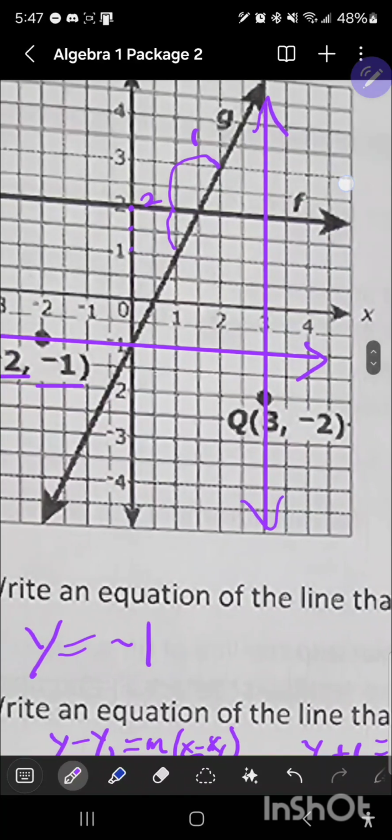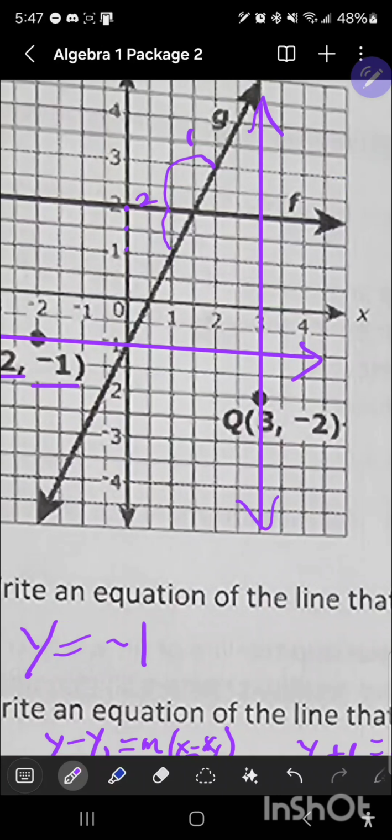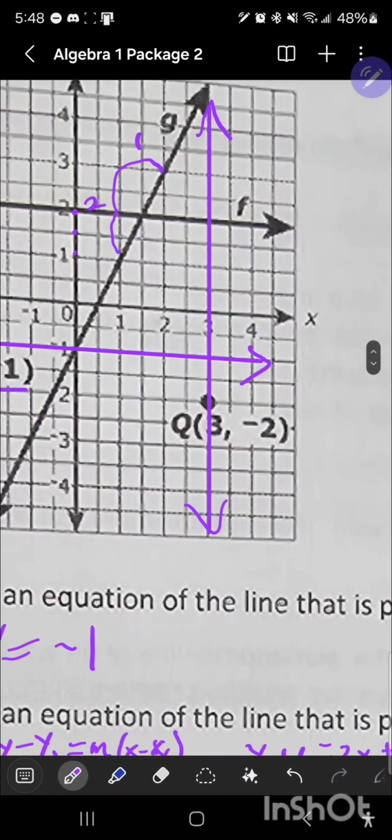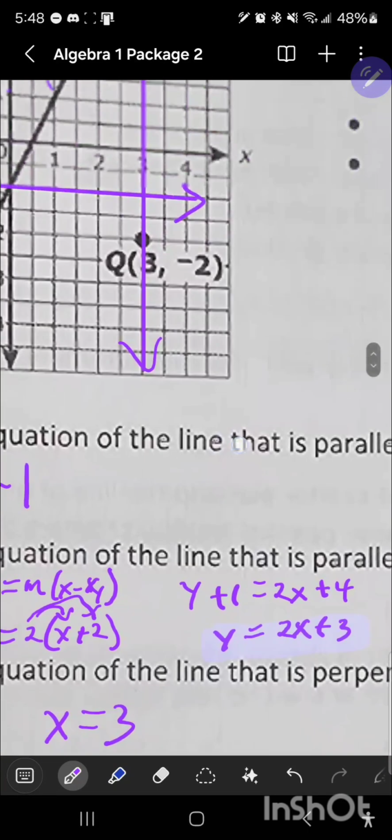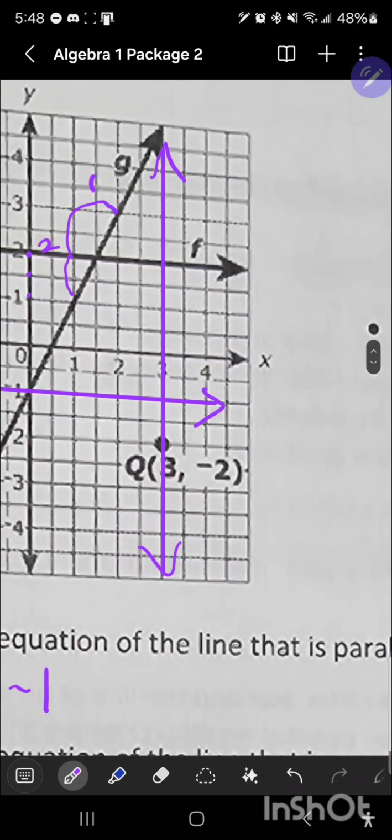And now for this, you saw that the equation for this one was y equals 2, because it's y equals the y-intercept. In this case, our equation will be x equals 3, because now it is a vertical line, so we need to use x equals, and the x-intercept is equal to 3. Remember, this is only for horizontal or vertical lines.